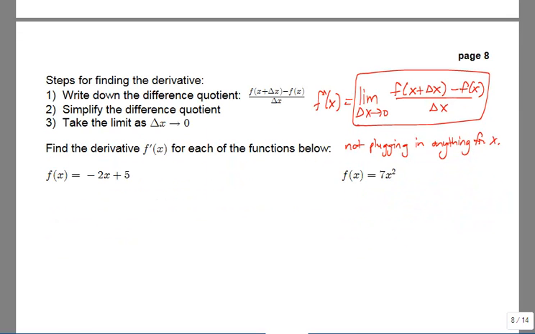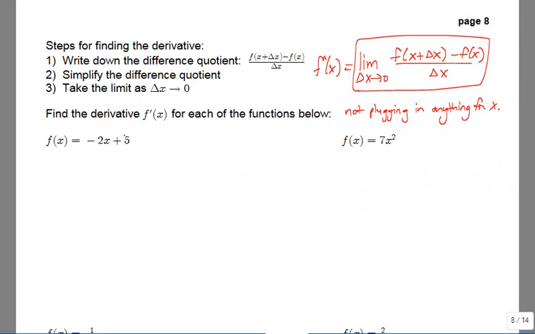So let's start with something relatively straightforward, a nice straight line. This is a linear function, negative 2x plus 5. So if I want to find the derivative f prime of x, here's the formula that you're going to use, and you want to have this memorized. The derivative is defined to be, this is called its limit definition. The limit definition of the derivative is that the limit as delta x goes to 0 of f of x plus delta x minus f of x all over delta x. That is what your derivative is.